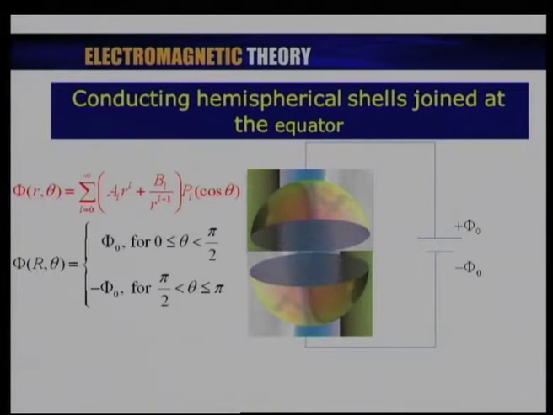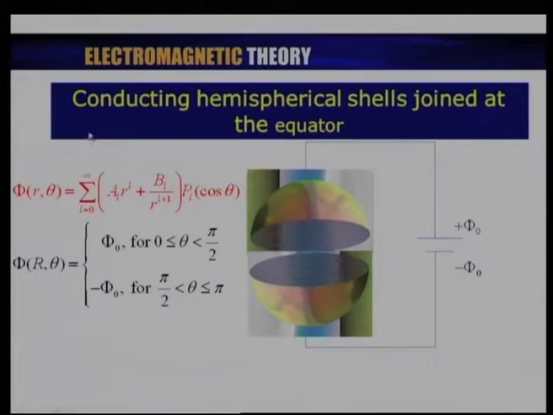Let me give you another example. In this case, I have two conducting hemispheres. I have just pictorially separated them, and the northern hemisphere is connected to a potential phi 0, while the southern hemisphere is connected to a potential minus phi 0. Now, what we are interested in is the potential inside the sphere. Now, look at this.